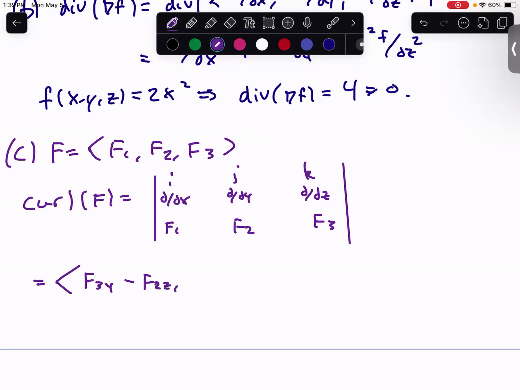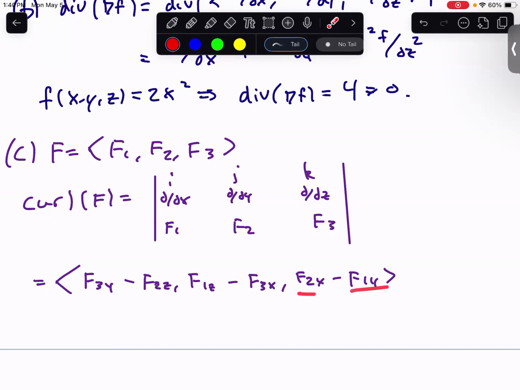That's the first component. The second component is going to be minus 1 multiplied by the partial derivative of f3 with respect to x, minus the partial derivative of f1 with respect to z. So it's really f1 with respect to z, minus f3 with respect to x. And then the last component is the partial of f2 with respect to x, minus the partial of f1 with respect to y. So this is the general form that we have with respect to the curl of a vector field f in 3 dimensions.